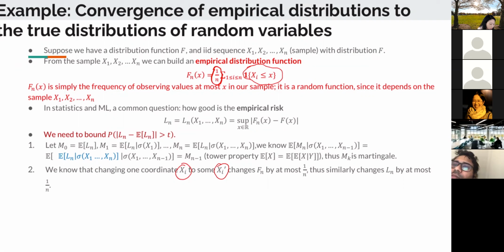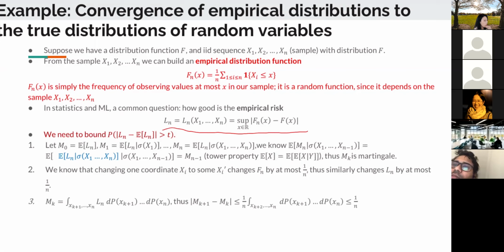Now, what does this mean? This basically means that if your fn cannot be changed by more than 1 over n, then similarly, because of how you construct Ln, Ln can only change by at most 1 over n as well. Because it's the supremum of the difference between fn(x) and f(x). So f(x) is fixed, and fn(x) can change by at most 1 over n. Of course, the supremum cannot change by more than 1 over n.